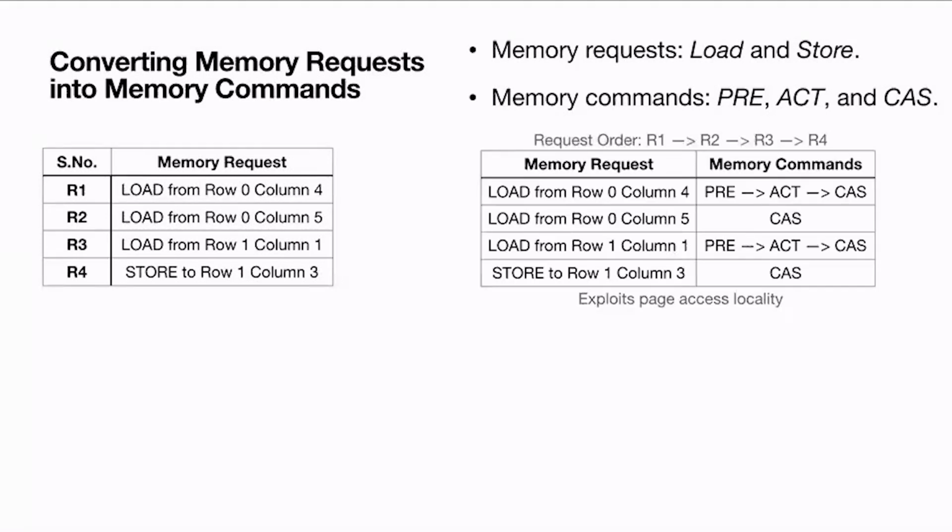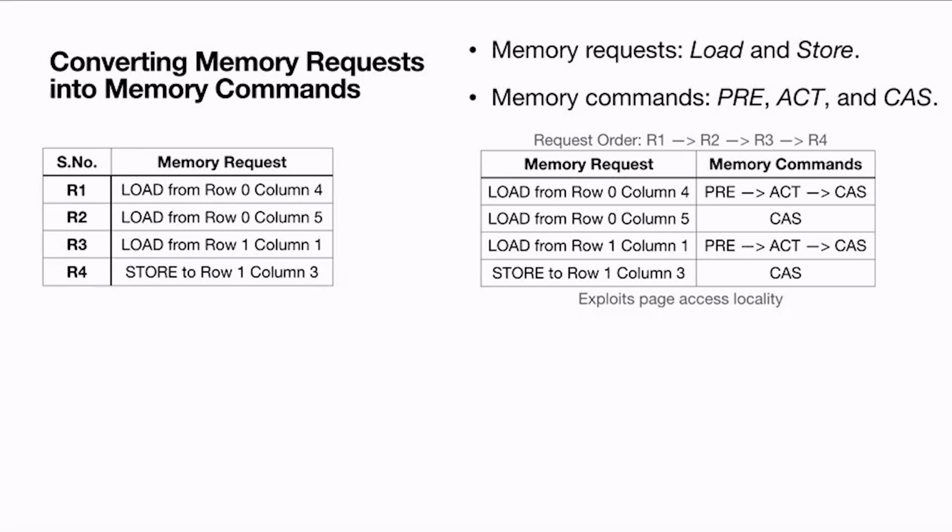Now you can see the first command: we have to initiate a PRE so that the bank will be at a certain voltage level. Then we issue an ACT command to row 0, so the row 0 data is read into the sense amplifier. Once the data is available in the sense amplifier, we issue a cache command to read the data from column 4. Now the data is there in the sense amplifier.